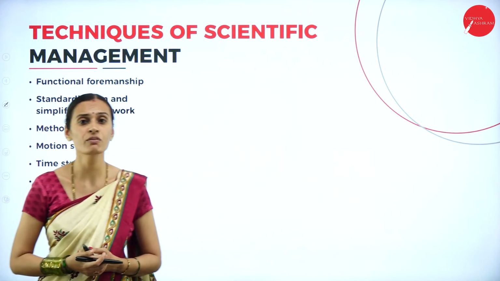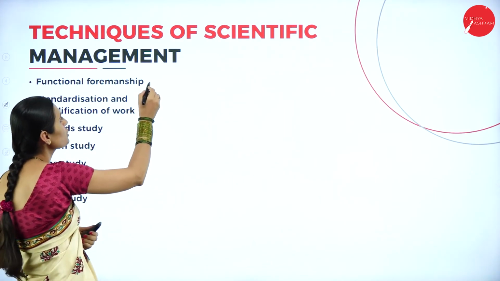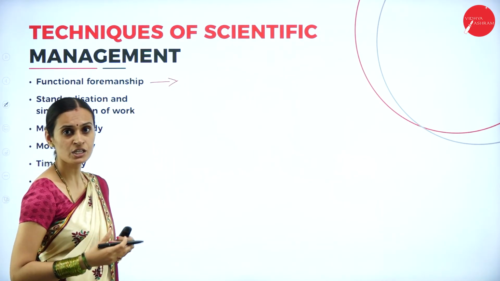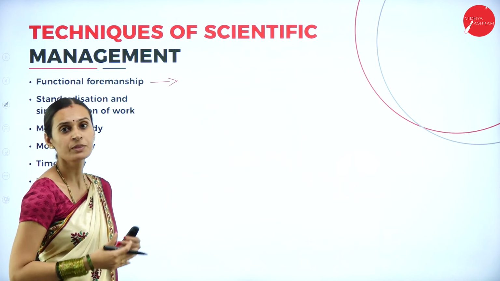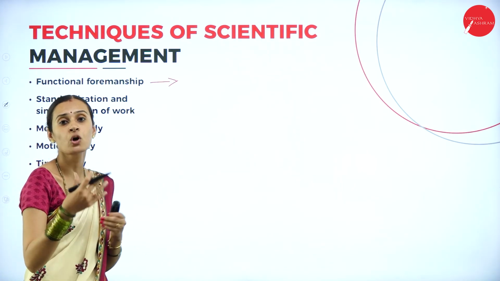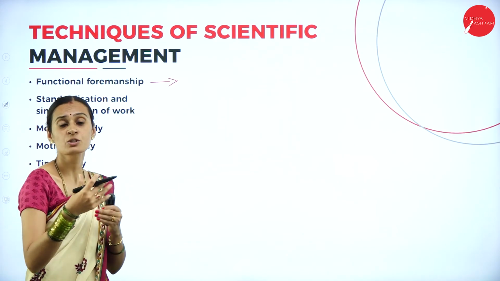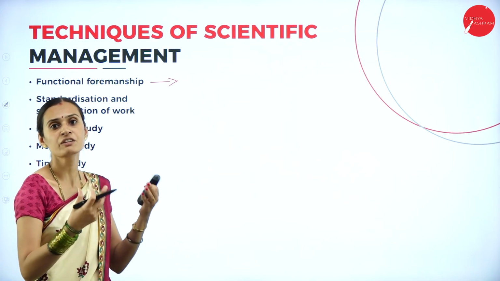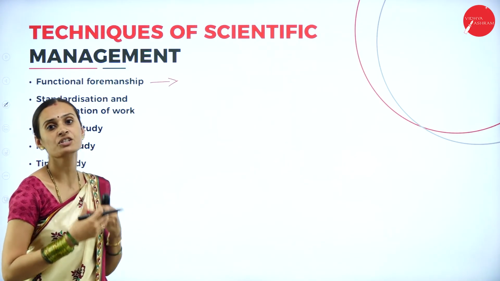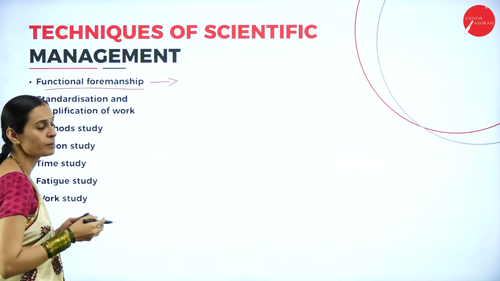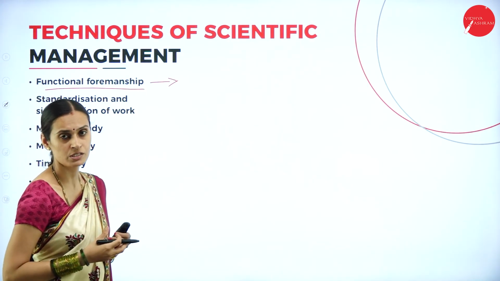What is functional foremanship? Functional foremanship advocated the specialization of work, or division of work, on the basis of skills and specialized knowledge, and the work is allocated accordingly. This helps to improve efficiency and productivity. So this tells about functional foremanship and specialization.